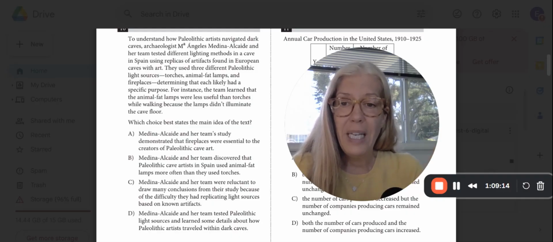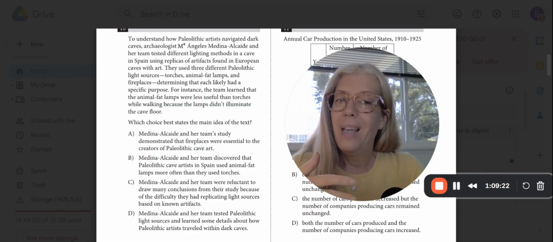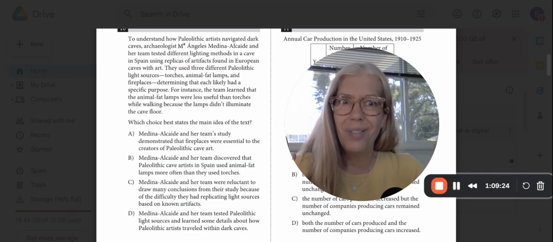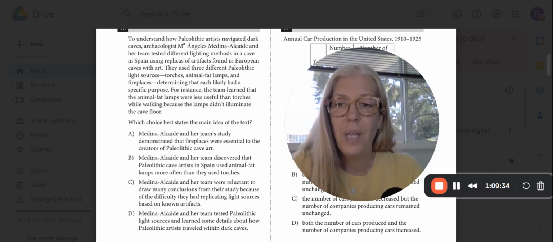B, Medina and her team discovered that Paleolithic cave artists in Spain used animal fat lamps more often than they used torches. Again, we're not here to figure out the specific stuff. It's just they were testing light sources in dark caves. So that's too specific. A and B are out.